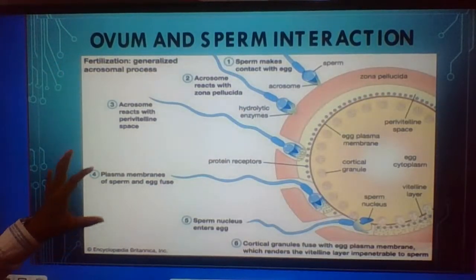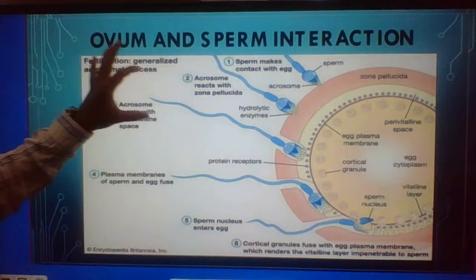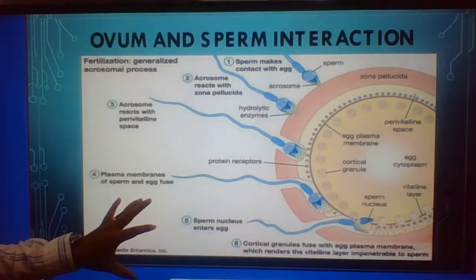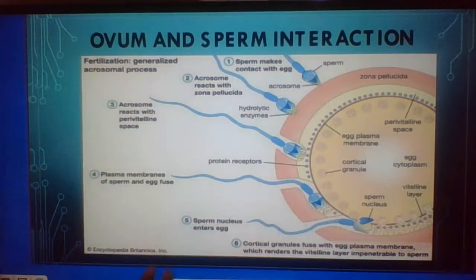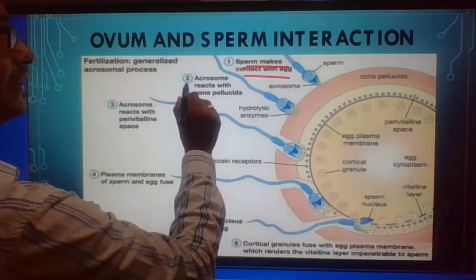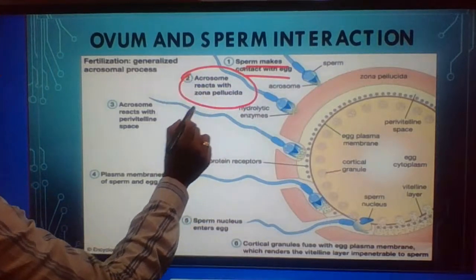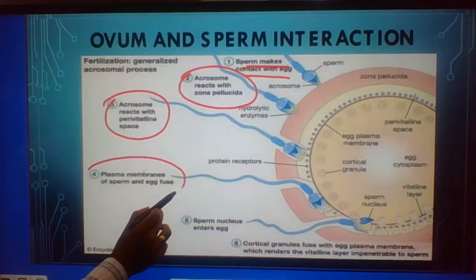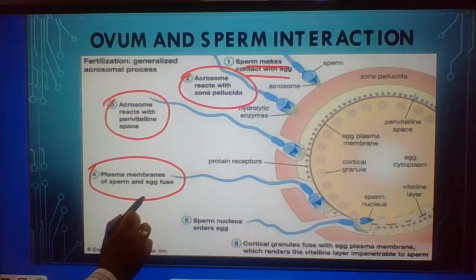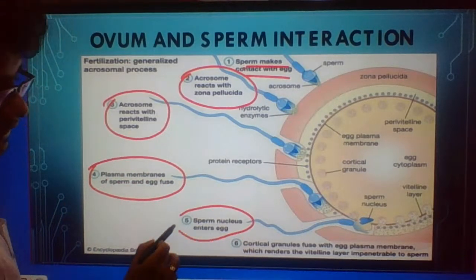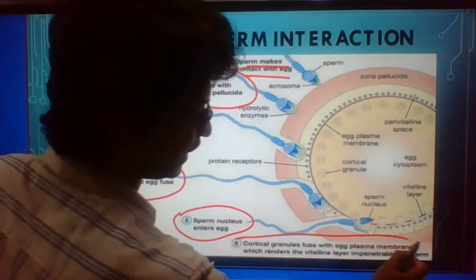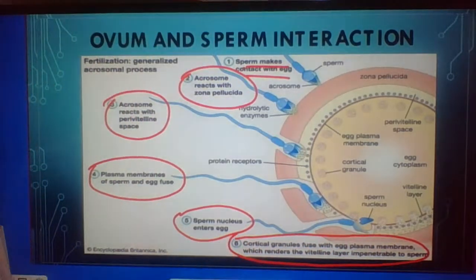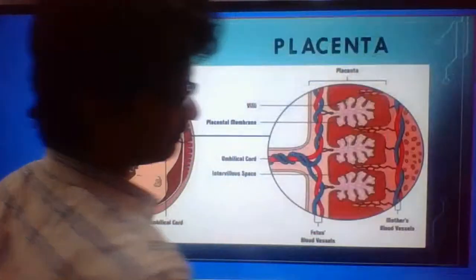The ovum and sperm interaction I already told you, how the ovum and sperm interact with the spermiolysin. That part itself I clearly explained to you. The sperm contacts the egg first, then the acrosome reacts with the zona pellucida, then with the perivitelline membrane. Then the plasma membranes of the sperm and the egg fuse, and the sperm nucleus enters the egg. The cortical granules are released, which renders the vitelline layer impermeable to other sperm. This is sperm and ovum interaction, which we already discussed.